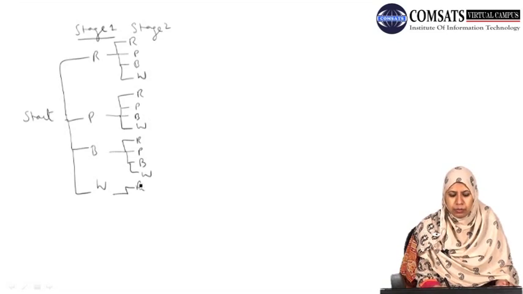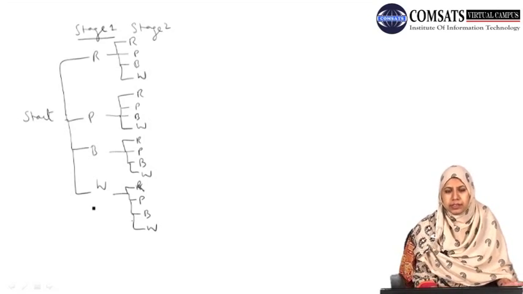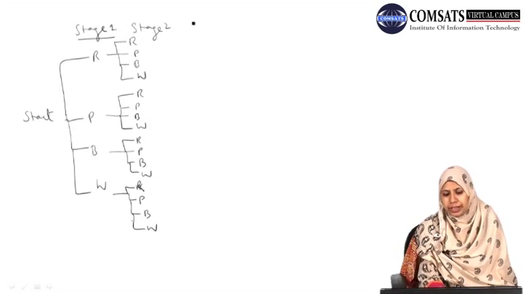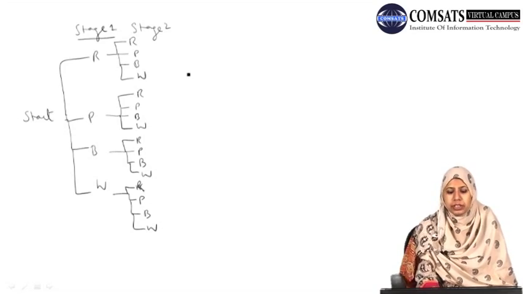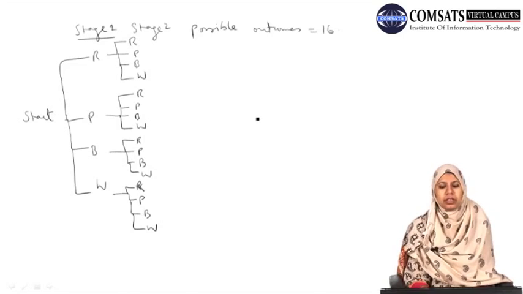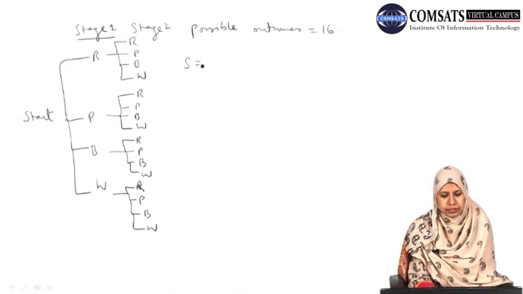Okay, and now from this tree diagram, by knowing this information, we can easily write down our sample space, that is the set of possible outcomes. So if we count from the right hand side of our tree diagram, we have actually 4 plus 4 plus 4 plus 4. We have actually 16 possible outcomes. Our possible outcomes are 16. So our sample space S will contain 16 sample points.